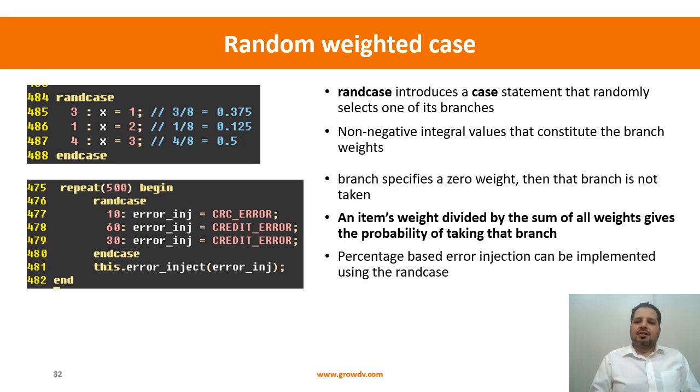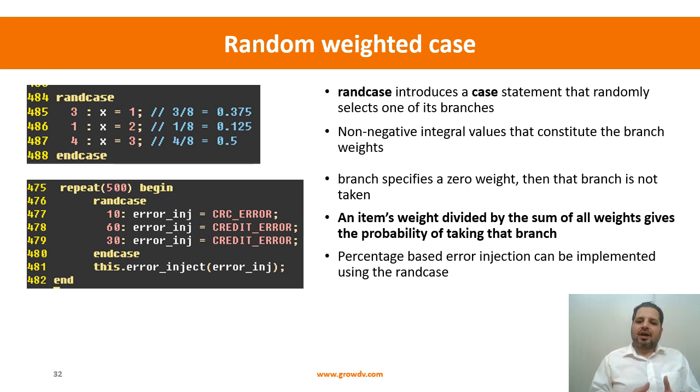So we have been discussing procedural randomization, right? There are two ways that you can broadly do randomization. One, you create an object and call object.randomize. Another, with methods like std::randomize or urandom_range, and eventually this random weighted case, which helps you do procedural randomization. Procedural randomization means you are writing a task or a function, and within that you are randomizing a few things.